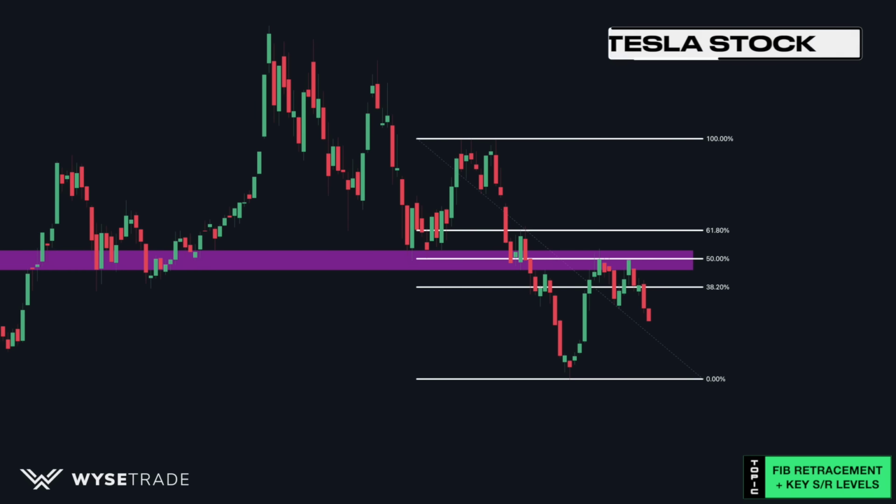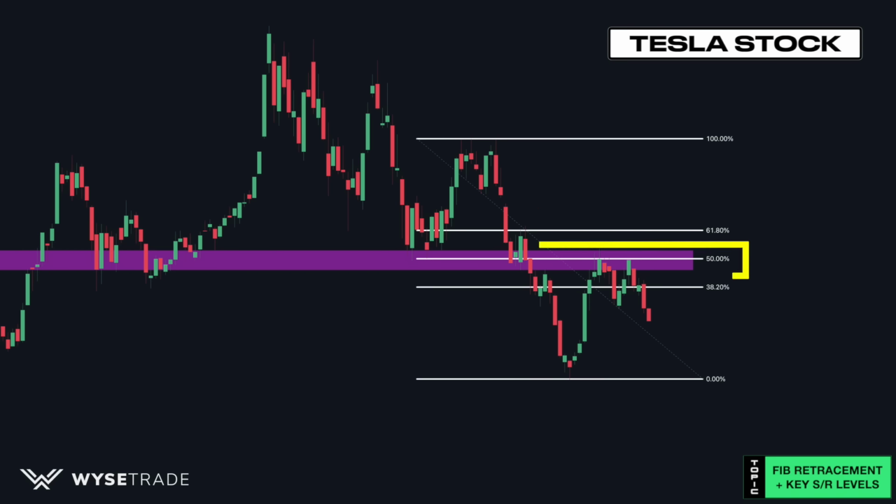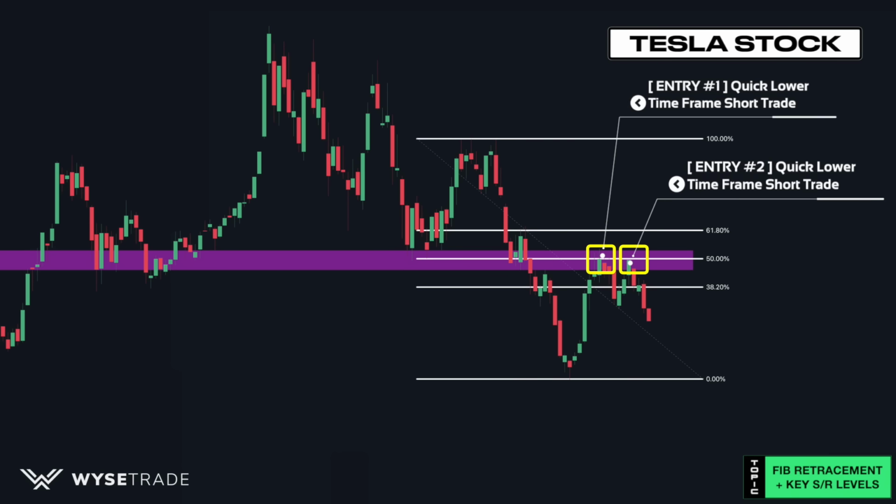This is the Tesla stock. You had a moving downtrend through the lower highs and lower lows, so you want to trade with the trend. This here is your key zone because of these reversal points. The 50% Fib level also lined up perfectly. This presented two quick lower time frame short trades, in and out for a quick profit. Now let's go through a multi-time frame trade we took.